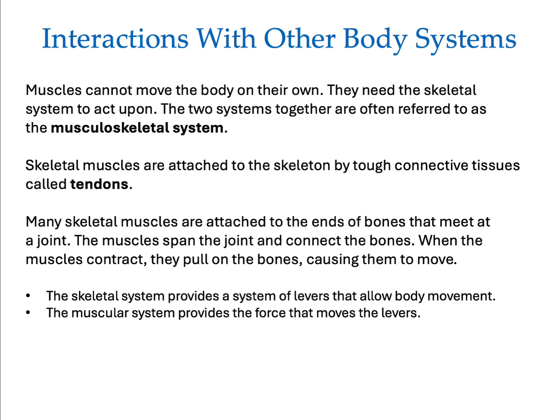Muscles cannot move the body on their own. They need the skeletal system to act upon. The two systems together are often referred to as the musculoskeletal system. Skeletal muscles are attached to the skeleton by tough connective tissues called tendons. Many skeletal muscles are attached to the ends of bones that meet at a joint. The muscles span the joint and connect the bones. When the muscles contract, they pull on the bones, causing them to move. The skeletal system provides a system of levers that allow body movement and provides the force that moves the levers.